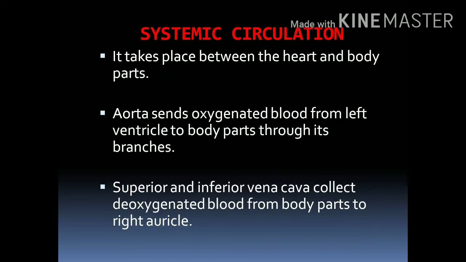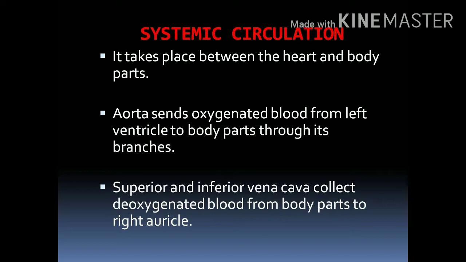Next, systemic circulation. Systemic circulation takes place between heart and body parts. Here, oxygenated blood from the left ventricle through the aorta pumps into the different parts of the body. At the same time, deoxygenated blood from different parts of the body through superior and inferior vena cava enters inside the right auricle.